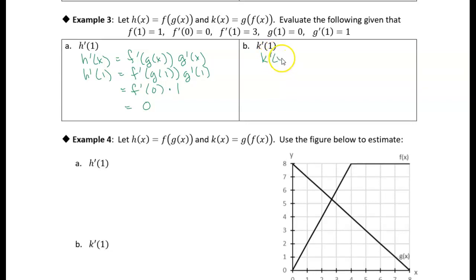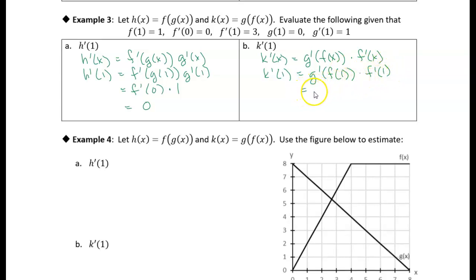So k prime of x, right? So this time the g of x is the outside function, so it's going to be g prime of f of x times the derivative of the inside function, which is f prime of x. And now I just need to substitute x equal 1. So k prime at 1 is going to be the derivative of the outside function, and then so it's g prime of f of 1 times f prime of 1.